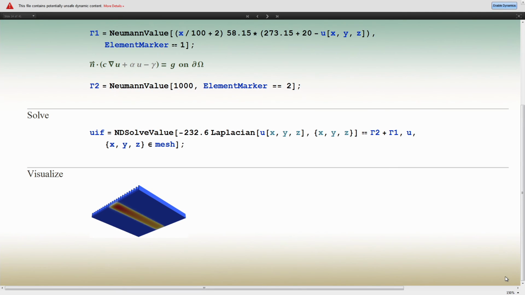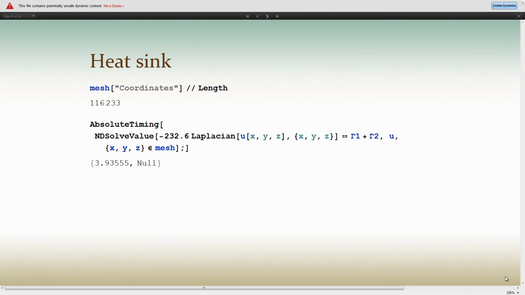So here is now the solution of this specific PDE problem. That specific mesh had a little more than 100,000 nodes. So that means the system matrices are 100,000 by 100,000. And we solved that in something like 4 seconds with NDSolve. So it scales fairly well.